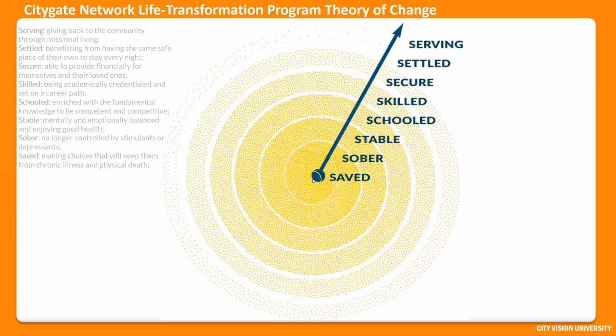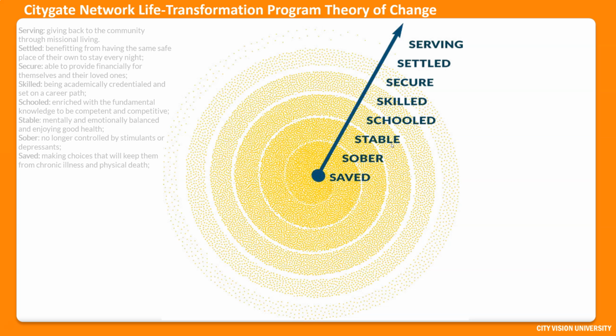Step one is to be saved. And they're not just talking about saved as making a decision to follow Jesus, but they summarize it as making choices that will help keep them from chronic illness and physical death. And then sober, so that's the next step. You want people to be sober, then you want people to be stable.